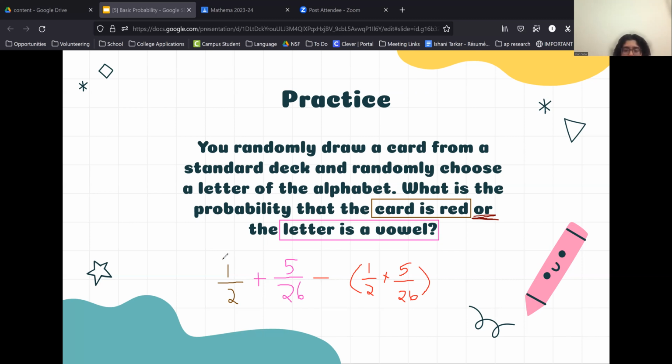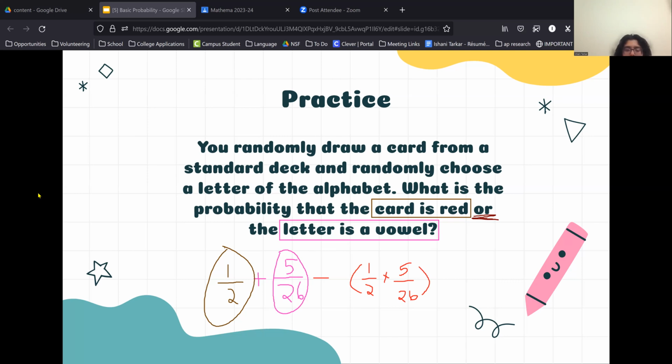So the probability that the card is red is this one. And the probability that the letter is a vowel is this one. And the probability of both, where the intersection is, is this one. And we are only subtracting it once because we counted it twice, but we only want to count it once. If we wanted to count it 0 times, then we would subtract it twice. Okay, 5 over 26: there are 26 letters in the alphabet, and there are 5 vowels, A, E, I, O, U. That is how I got 5 over 26.